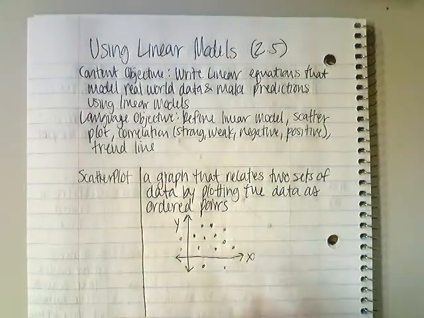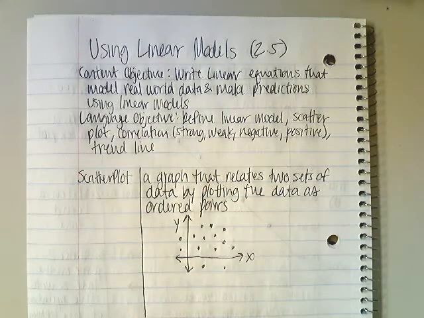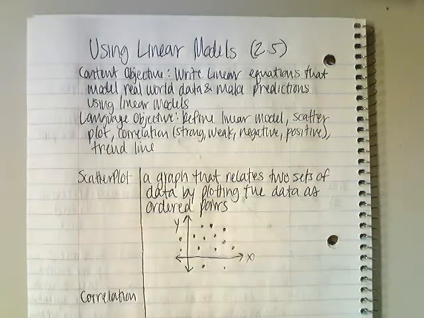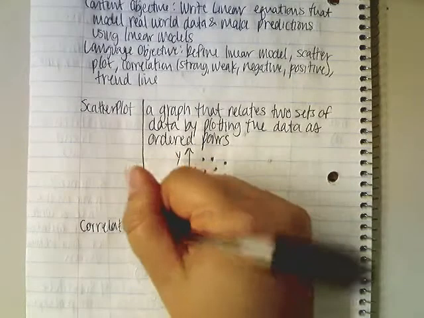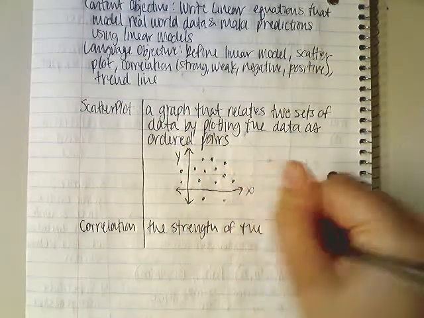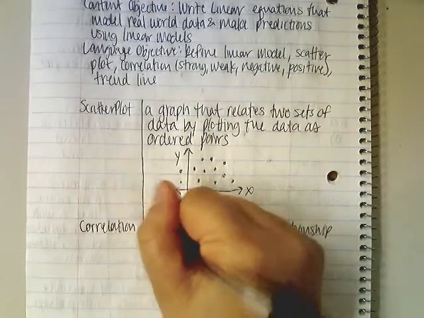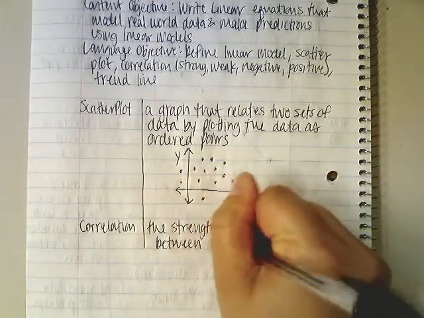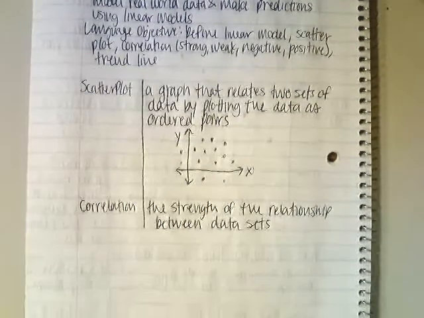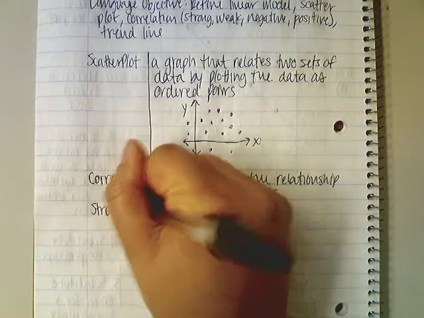What we're going to focus on today is not scatter plots that might look like this, where it's sort of random and there's just points everywhere, but we're going to focus more on scatter plots that demonstrate some sort of correlation. So the correlation is the strength of the relationship between data sets. So I'm going to draw 4 different examples in the bottom part of this page. The first I'm going to show us is a strong negative correlation.